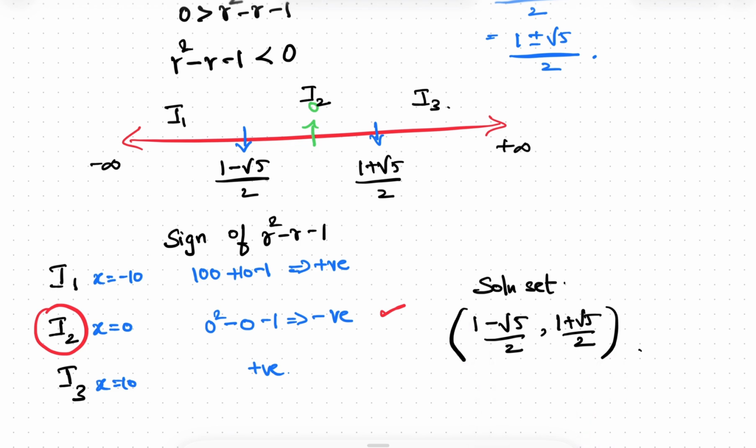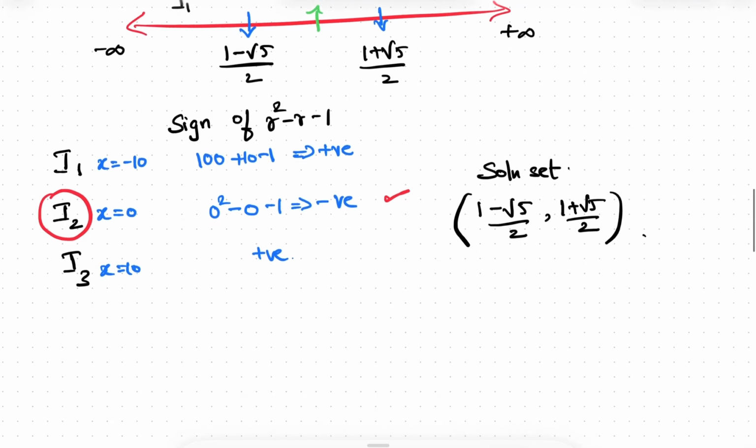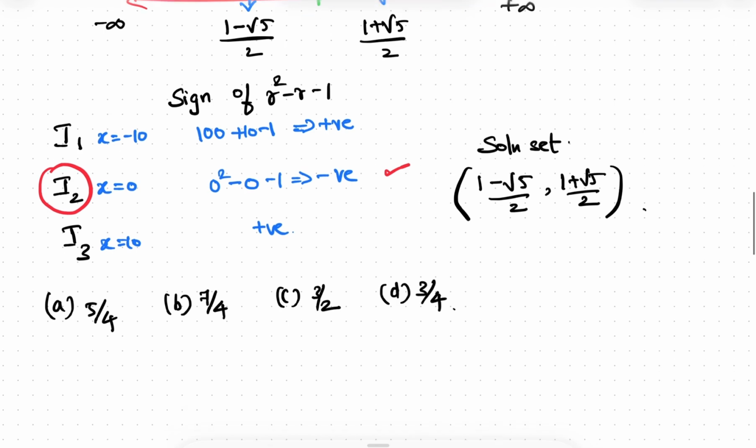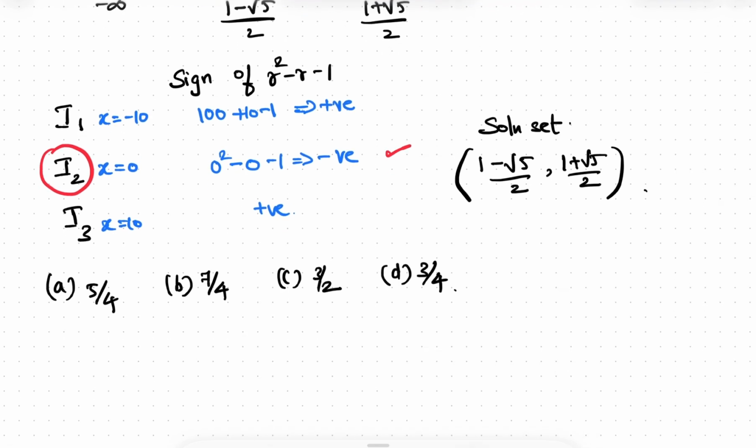Now we can again examine the options. So let me write the options over here. Option A is 5 by 4, option B is 7 by 4, option C is 3 by 2, and my option D is 3 by 4. So obviously I cannot examine 3 by 4 because 3 by 4 is less than 1. So I can only check the other 3, because only in the other 3 options is your numerator greater than your denominator. So the value is going to be greater than 1, right?